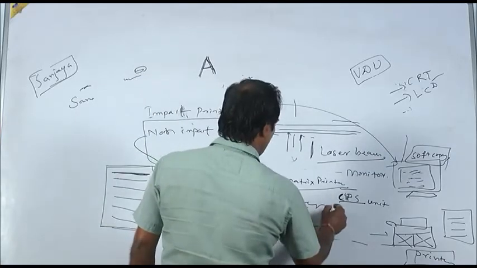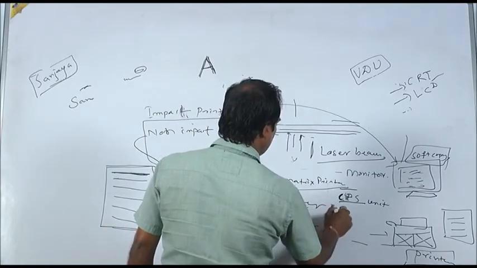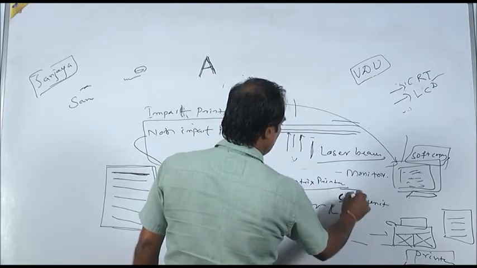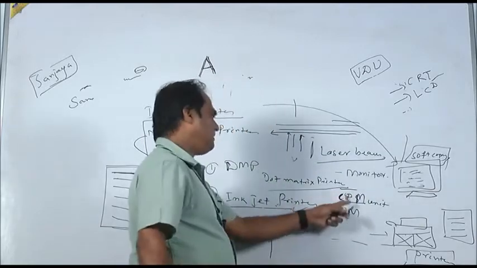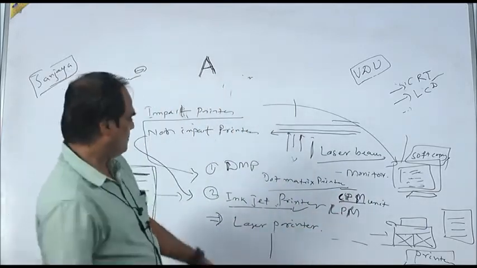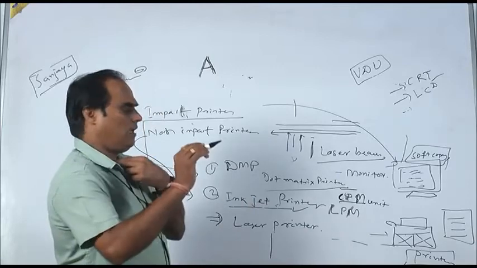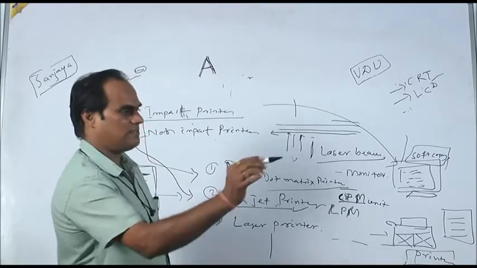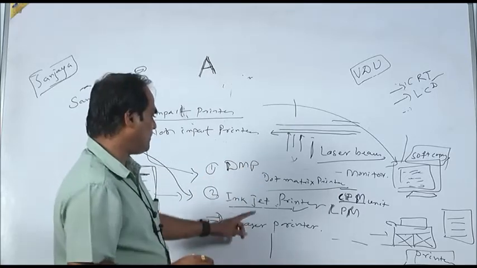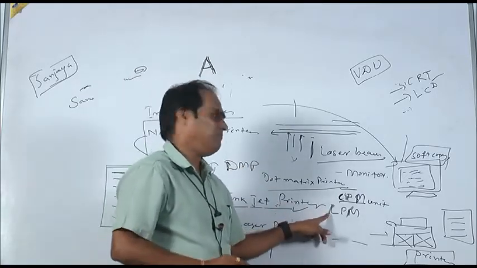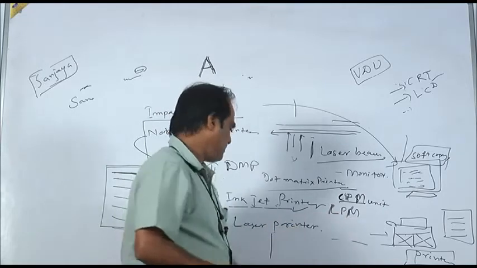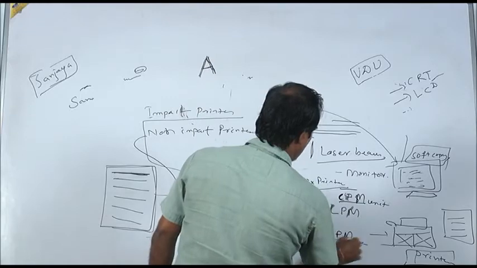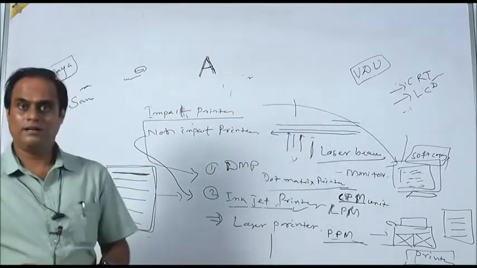Then for the inkjet printer, it is character per minute and line per minute, because when the head strikes on the paper, it moves like this in an inkjet printer. So that is why it is measured by how many lines are printed per minute. But in a laser printer we are measuring page per minute, how many pages are printed per minute.